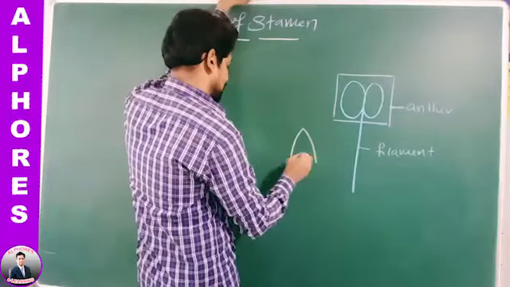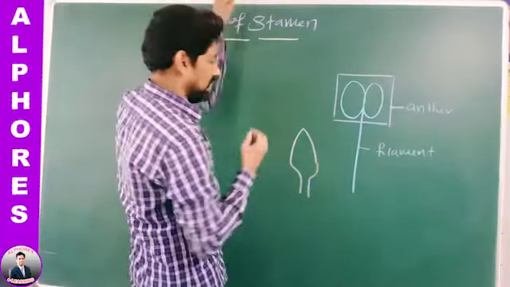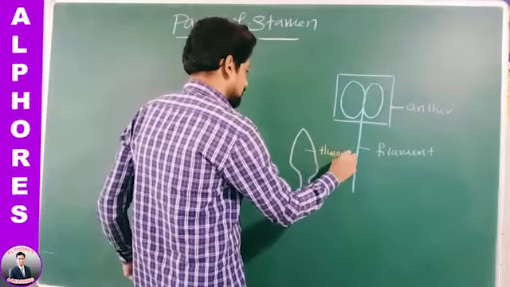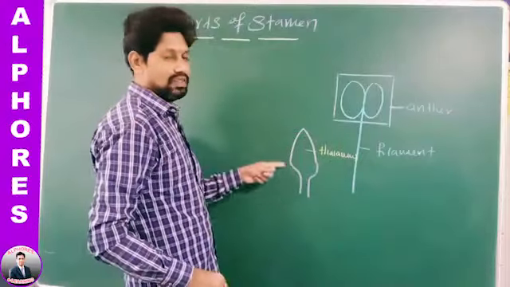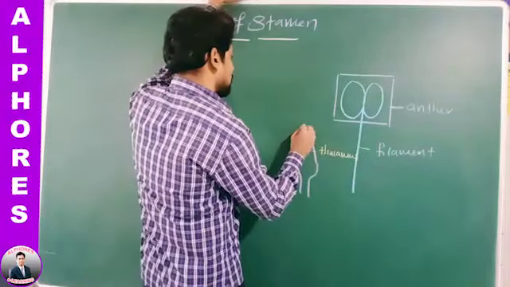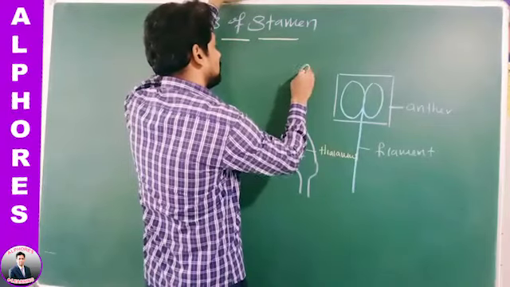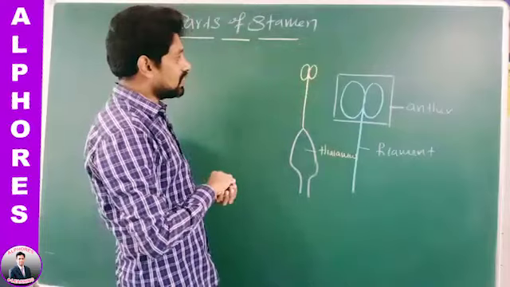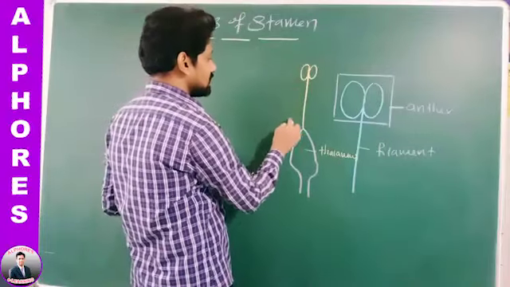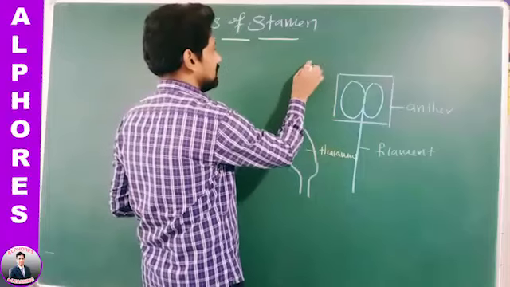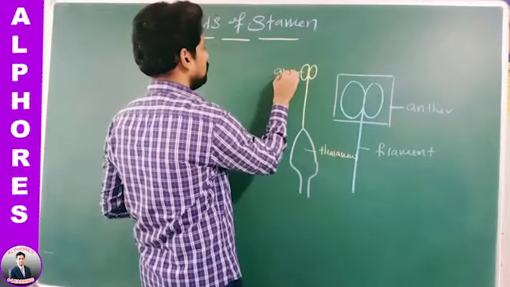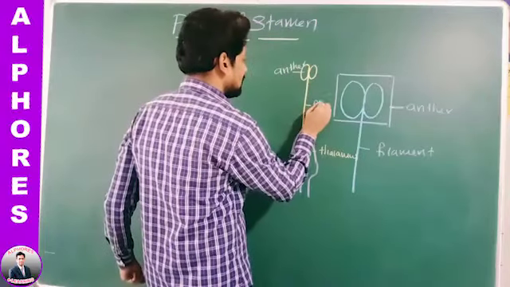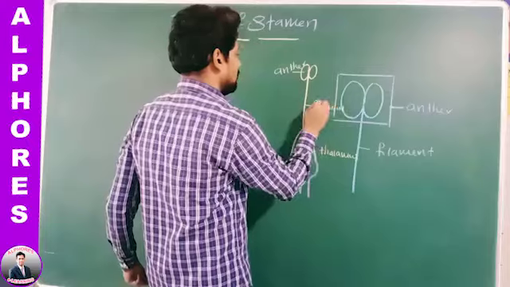This is the thalamus. This is one stamen, I am drawing one stamen here. In this stamen, this is the anther. Yes or no? And this is the filament. Yes or no?